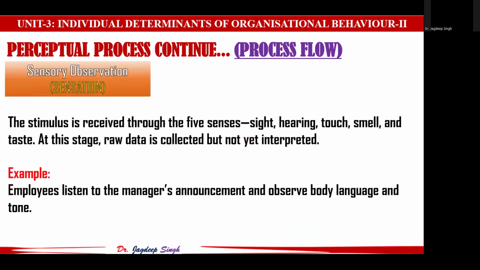Second one is sensory observation, sensation basically. The stimulus is received through the 5 senses: sight, hearing, touch, smell, and taste. At this stage, raw data is collected but not yet interpreted. Here we are just collecting the data from various sensory organs, but we have not yet interpreted that data. Example, employees listen to the manager's announcement and observe body language and tone.